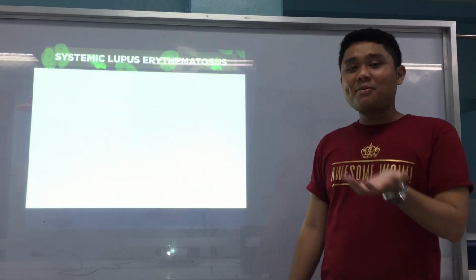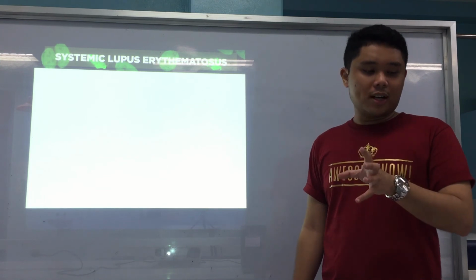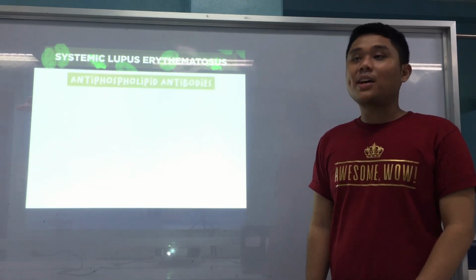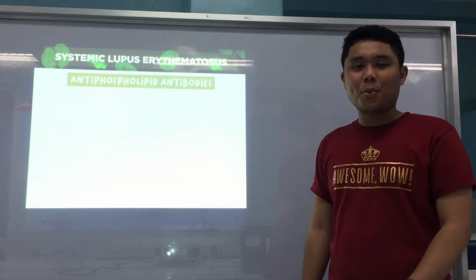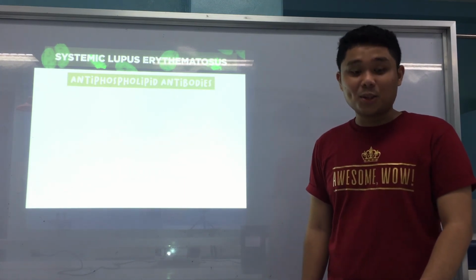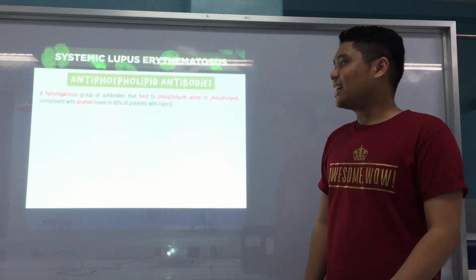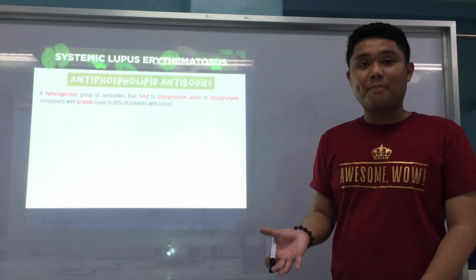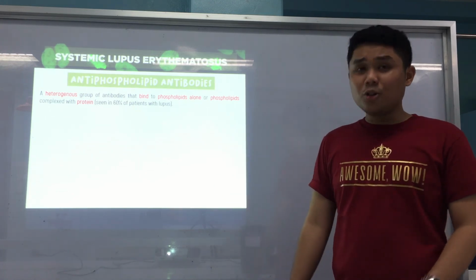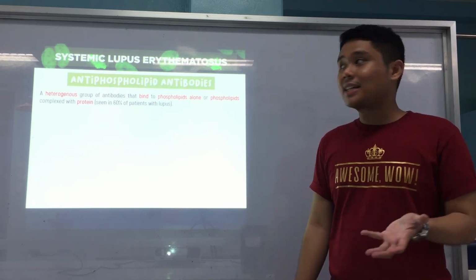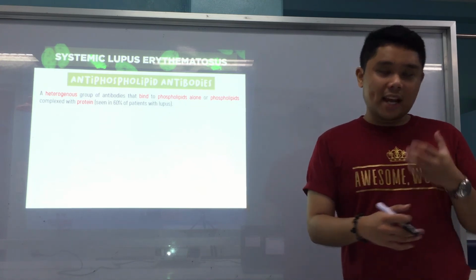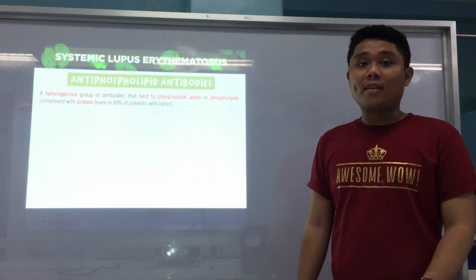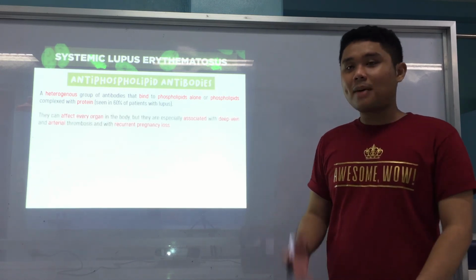Alright. But aside from antinuclear antibodies, there is also another group of antibodies that can be found in SLE, and that is your antiphospholipid antibodies. I think you're familiar with this na. Hema na naman. Yes, Hema 2. Okay, hematology. These are a group of antibodies that, of course, by the name itself, bind to phospholipids alone, or phospholipids complexed with protein. They can also be seen in patients with lupus, in 60% of patients with lupus. Antiphospholipid, nasa pangalan na.